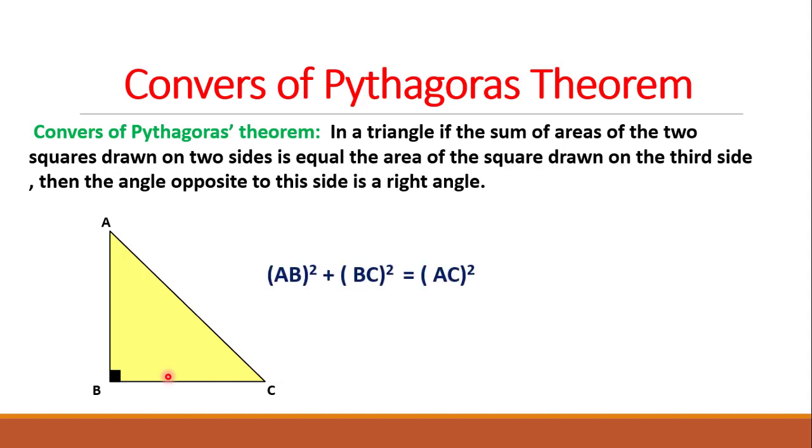If you have a triangle and you notice that the greater side power 2 equals the summation of the squares of the other two sides, then this triangle is a right angle triangle, and the angle opposite to the greater side is a right angle. It means it equals 90 degrees.